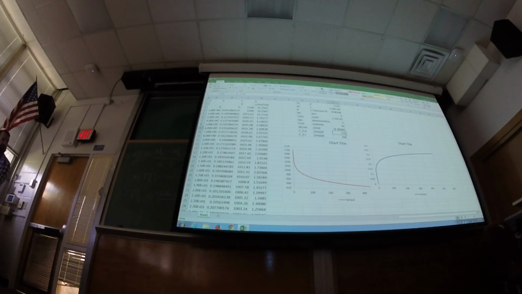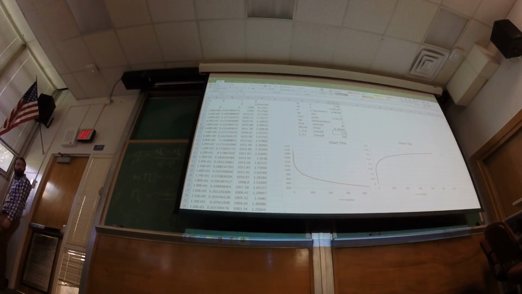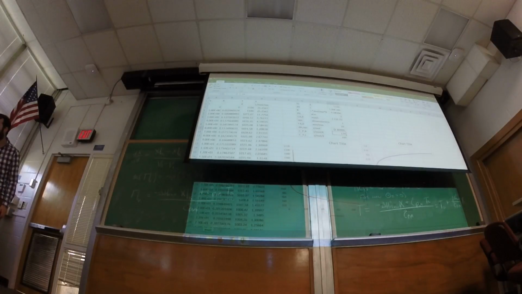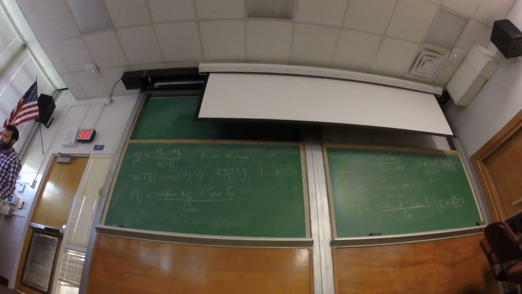Okay, but that's not what the question asked. The question is asking about what happens with the concentration of inerts, or as I increase theta I, what happens to these profiles? So let's go back to our equations, and first we're going to look at what changes with our equations when theta I is not equal to 0.